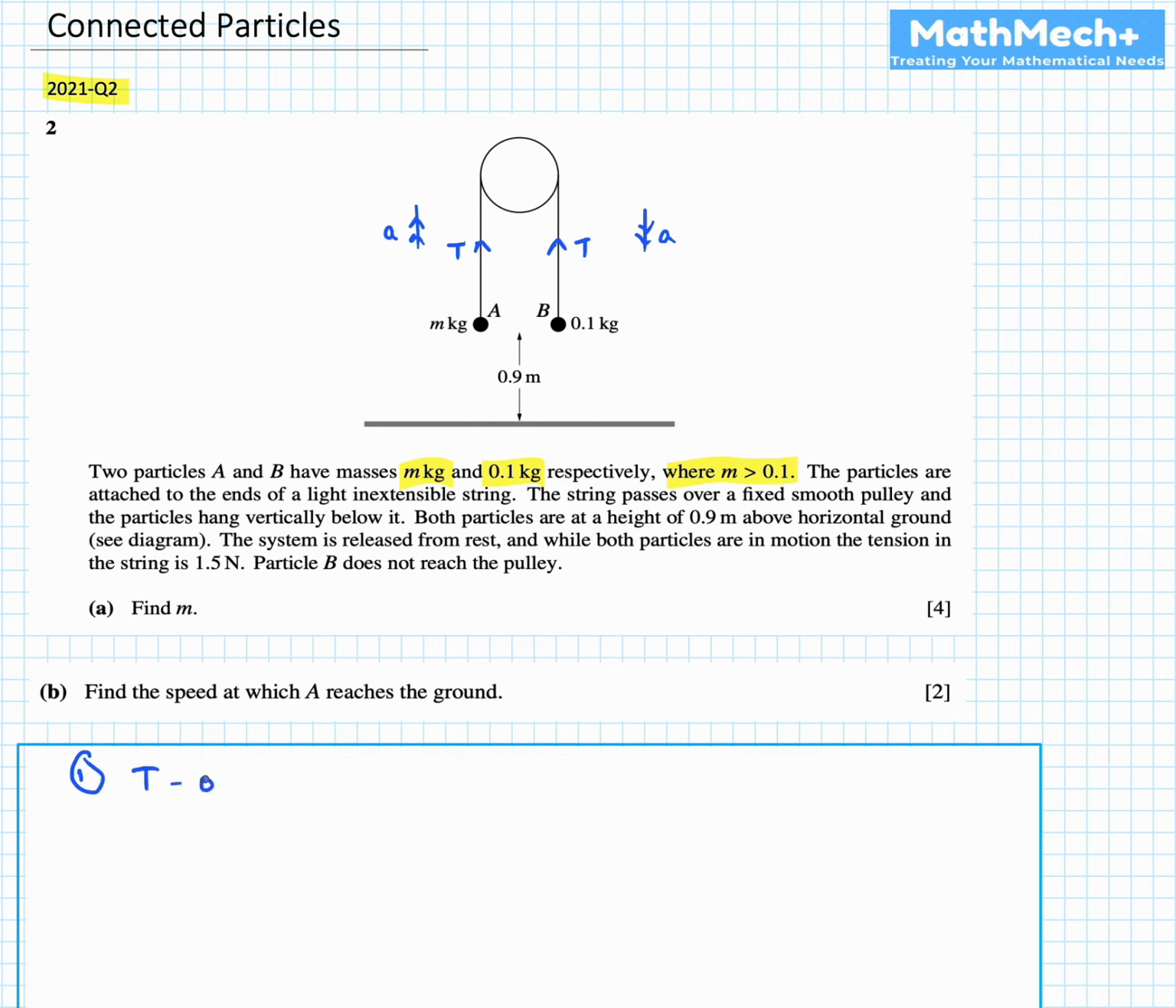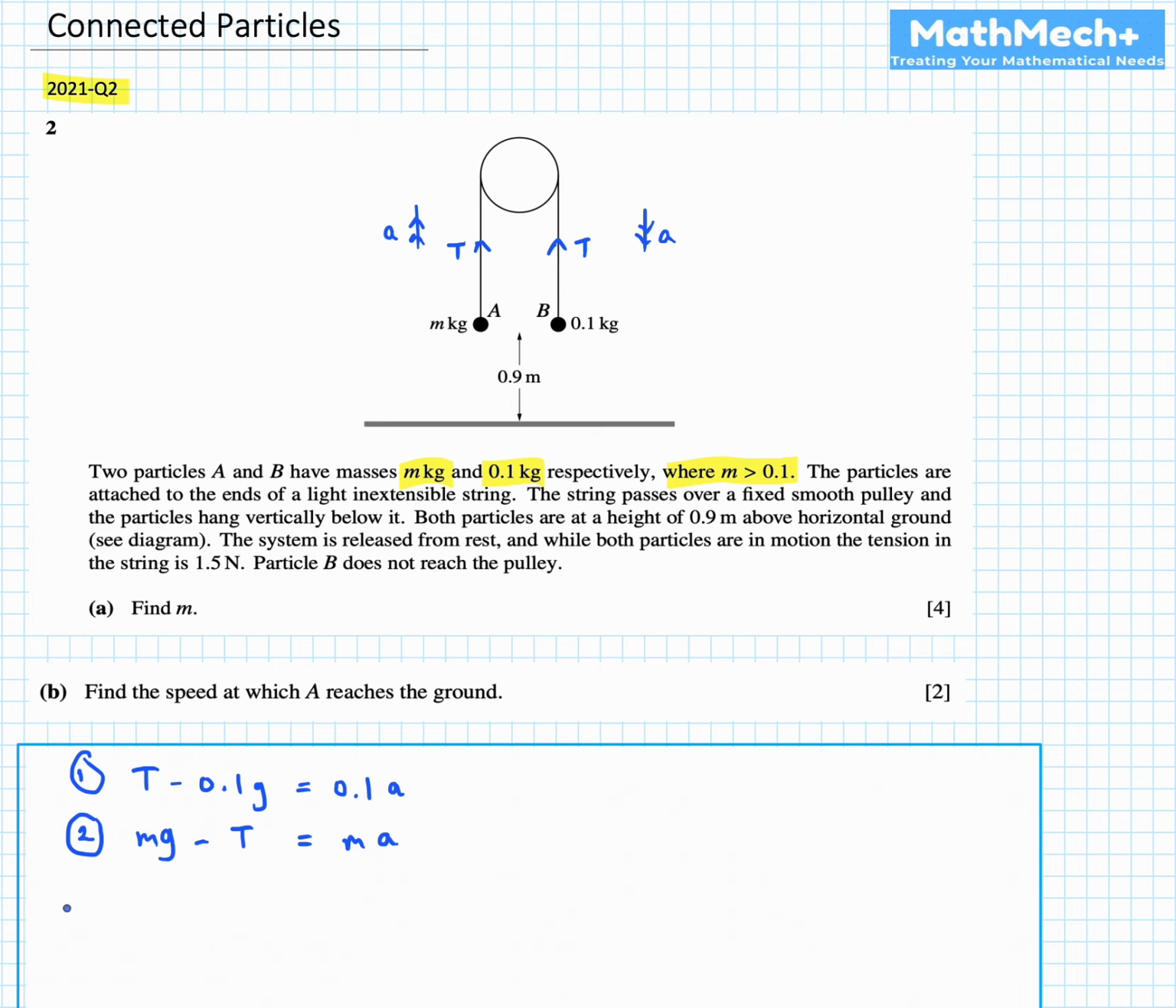So let's put in our first formula. So T for tension minus 0.1 g, g for gravity, is equal to 0.1 for mass, a. Okay, our second equation. So we've T and then minus T. mg minus T is equal to ma. So we've got a first start there for finding m.